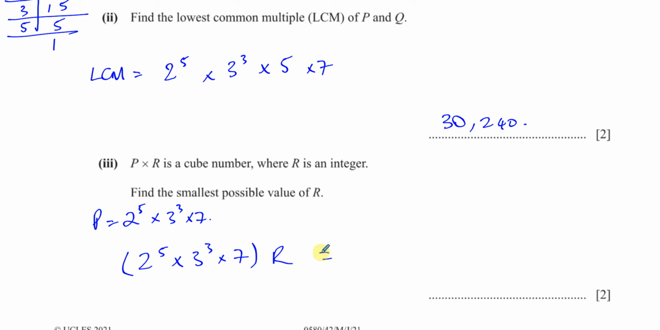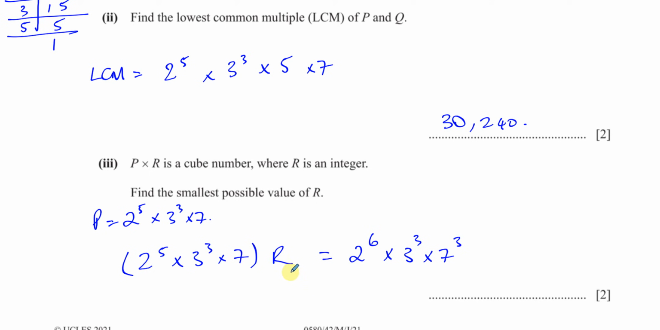Now, a cube number is a number, okay, when you break it down to its prime factors, the powers of the prime factors must be multiples of 3. They must be multiples of 3. So that means this has to be 2 to the power of 6. This is 3 to the power of 3. That's fine. That doesn't have to change. That is a multiple of 3. But 7 has to become 7 to the power of 3.